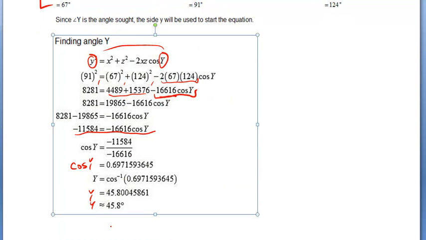Okay, so finding the side one's a little bit easier. Finding the angle one takes a little extra steps, and just be careful.